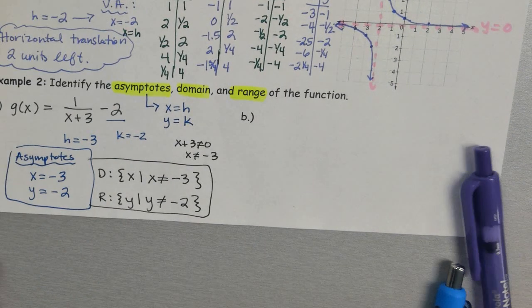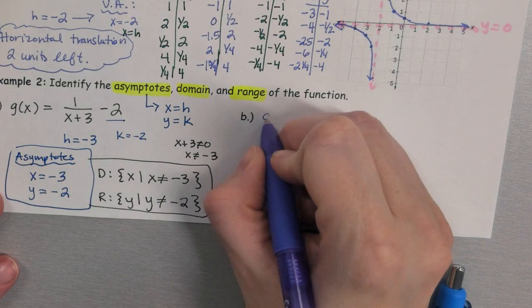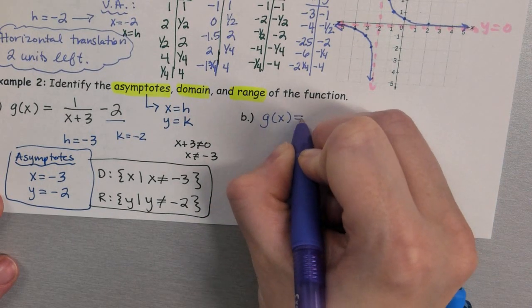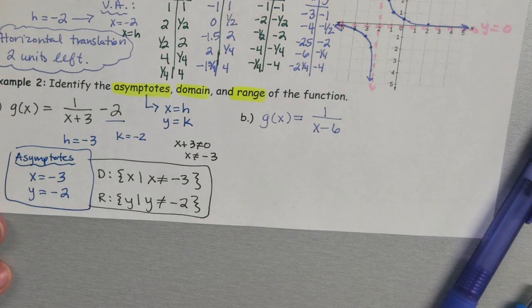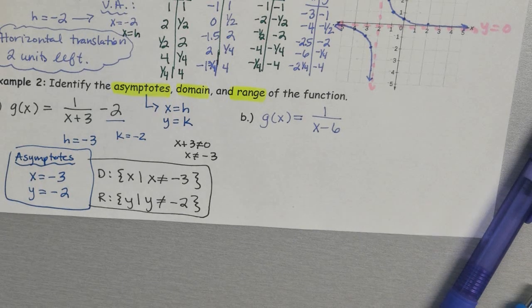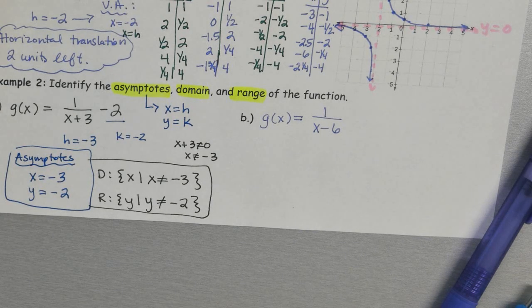Alright, and then I'm going to have you do part B. Part B is g of x equals 1 over x minus 6. I'll give you a minute to do that. You have to do the two asymptotes and the domain and range.